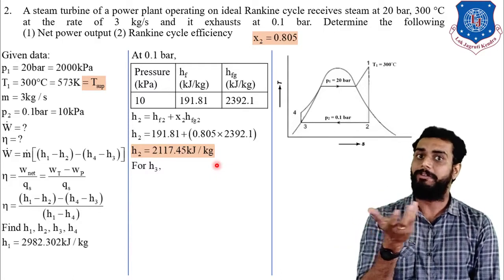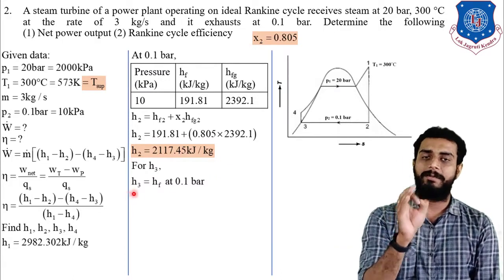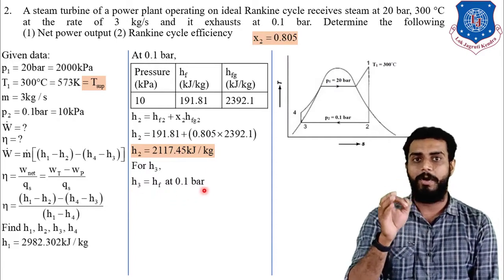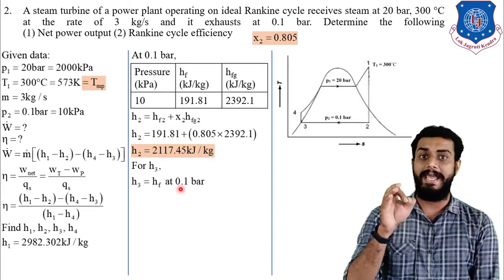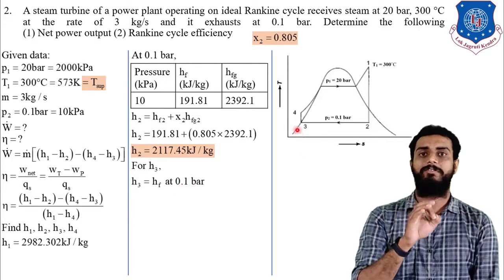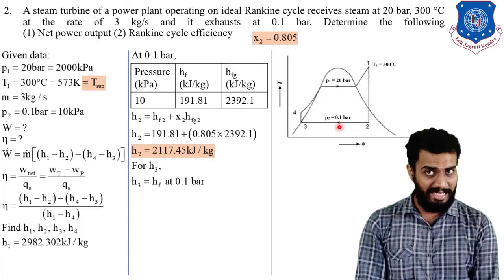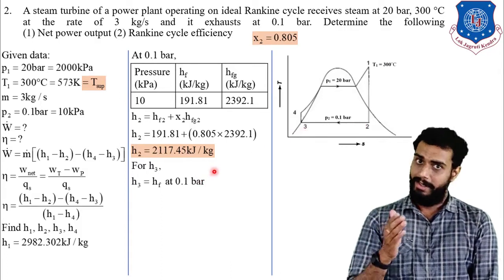But h_f at which pressure? Now you know that corresponding to point number 3, the pressure is 0.1 bar. So you will take h_f at 0.1 bar. That is 191.81 kilojoule per kg. That will be h3. Clear?